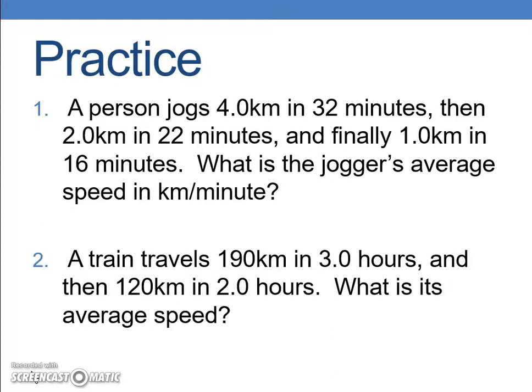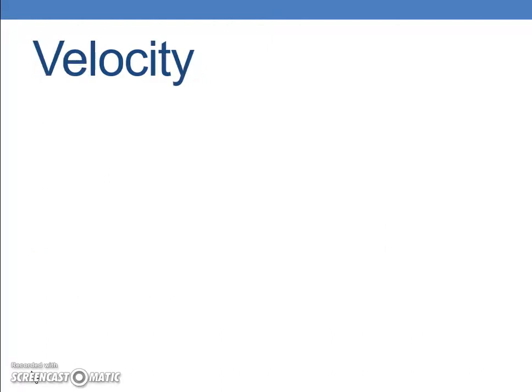Make sure you put this in your notes. Please write this out. A train travels 190 kilometers in 3 hours and then 120 kilometers in 2 hours. What's the average speed? Go ahead, figure that out, put the answer in your notes, and we'll talk about it tomorrow. A couple more things and we'll be done for today.